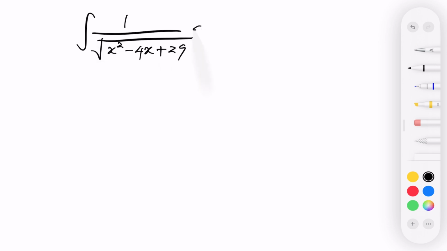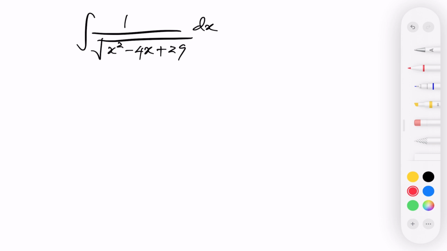Today we will see how to evaluate the integral 1 over square root x squared minus 4x plus 29 dx. Please note that this is an extension of our discussion so far this week.